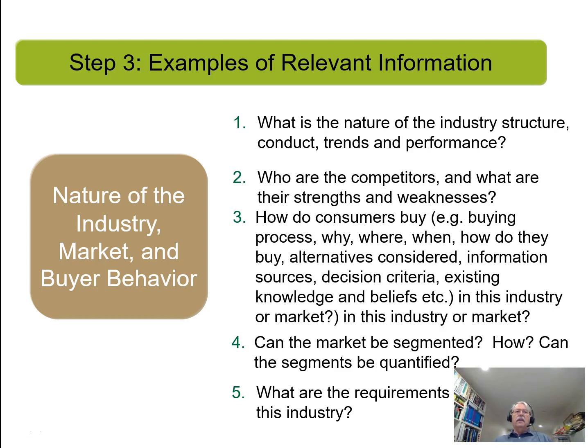Point number 4 is, can the market be segmented? And how do you actually segment this market? And point 5 really talks about what the requirements for success in the industry are. One of the things that might help you there is that there's an organisation called IBISWorld that produces about 600 industry reports, which all university students have access to. So you can find out the requirements for success of the industries you're looking at by looking at the IBISWorld reports.